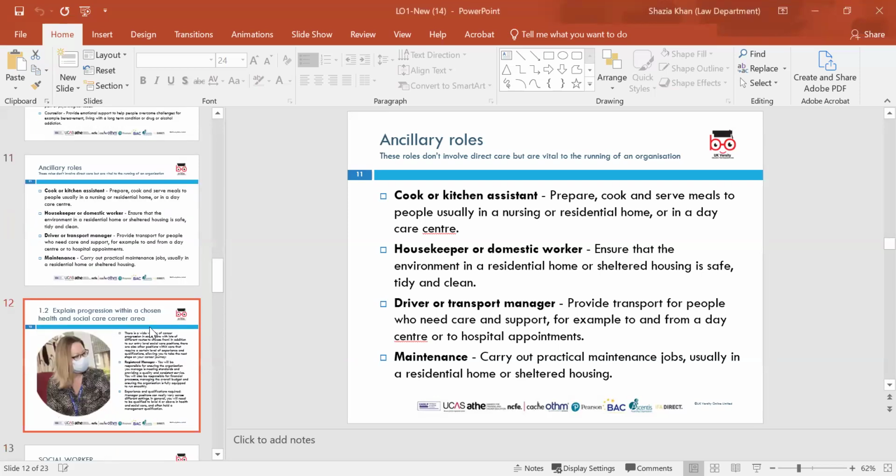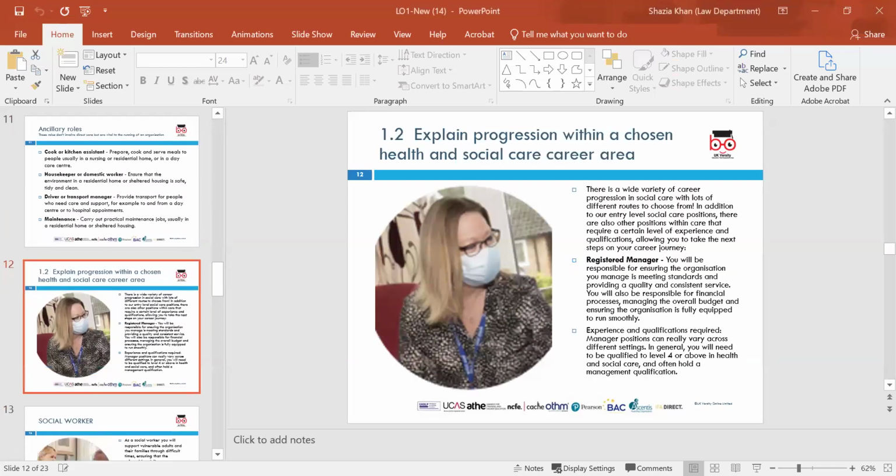Now we'll go on to looking at 1.2, which is to explain progression within a chosen career area. So it's really important to look at progression within an area. You need to be able to progress within any sort of area, and you have career progression. You can't just be a registered manager just like that. You need to have experience. You may need qualification. Here it says that you need a level 4 in health and social care.